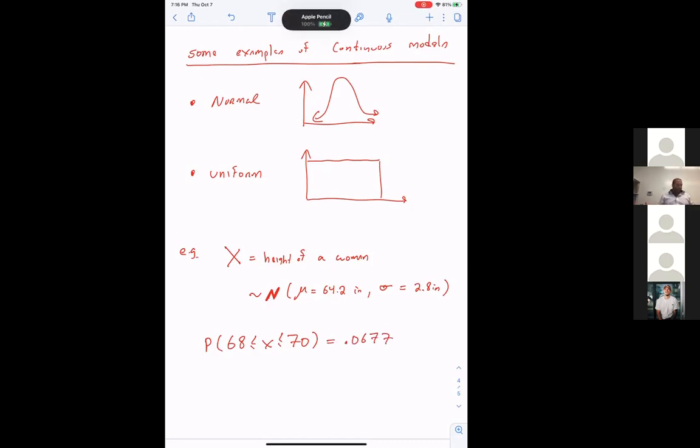Again, as long as you're ballpark, rounding, whatever, it's all good. But there's a 6.77% chance that if I pick a woman at random, she will be between 68 and 70 inches. How do I do that? With a calculator. This is not done by hand. Even if you want to do the z-score approach, you still don't do it by hand. You go to tables. You don't do this by hand. Even with calculus, you can't do this by hand, by the way.